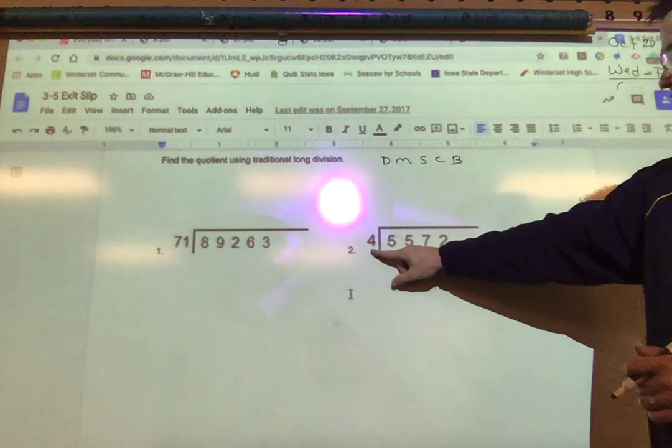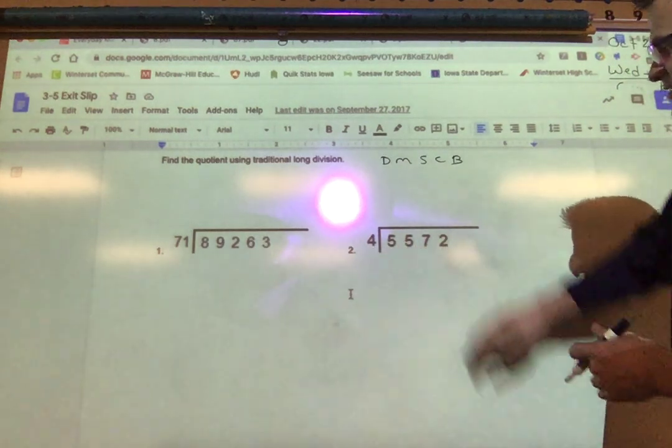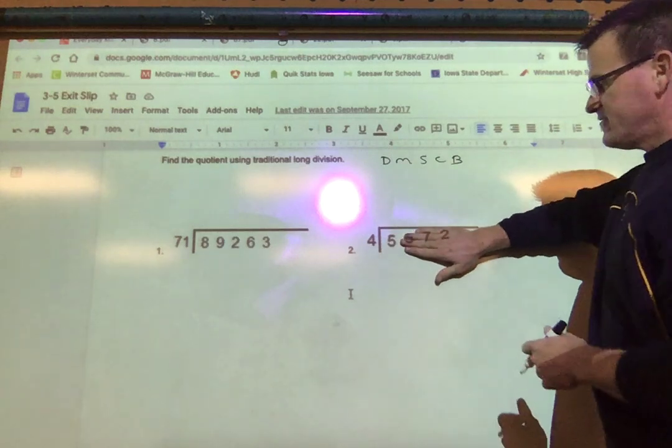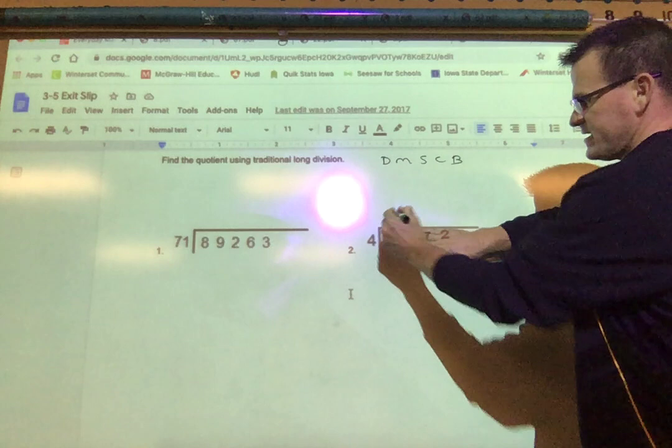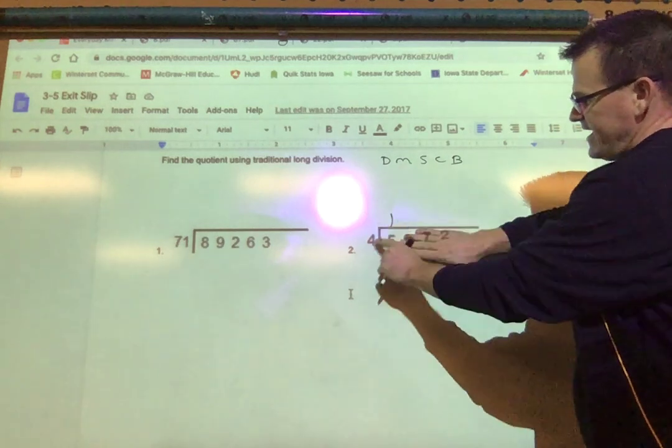5,572 divided into groups of 4. And I know I can get a lot of groups of 4. So again, I'm going to cover everything up but the lead digit. If I have 5, can I get a group of 4? Yep, I can get 1. So multiply it now. 1 group of 4.